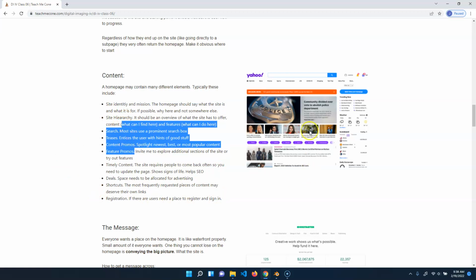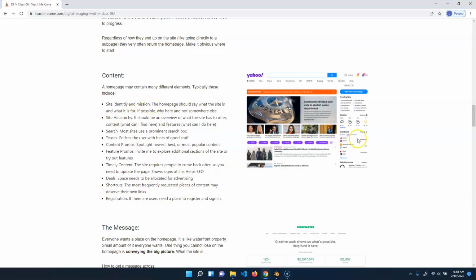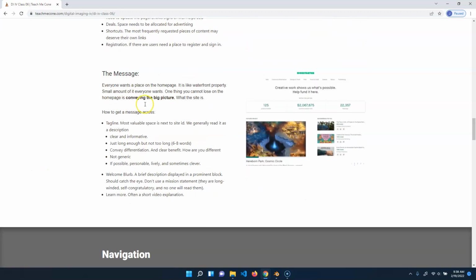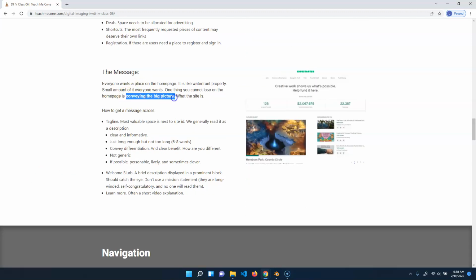If you have all of these, like for instance Yahoo kind of does, it's very busy, right? It's a very busy site. It's too busy. But that's the typical content you would see. You want to make sure that the main thing you do is try to convey the big picture, right? When you have your homepage, the whole idea is you really want to get the idea of, hey, this is what we do, and this is what's important.